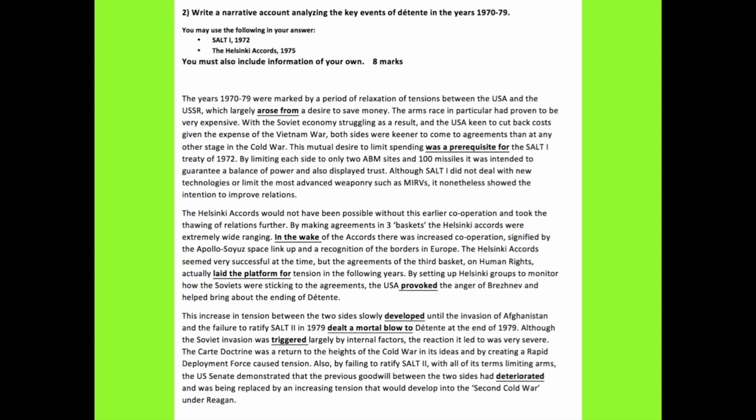Here's probably a better example provided by my colleague Mr. Smith, so thanks to him for that. Mr. Smith's analytical narrative, but this time we're looking at the key events of detente between 70 and 79.